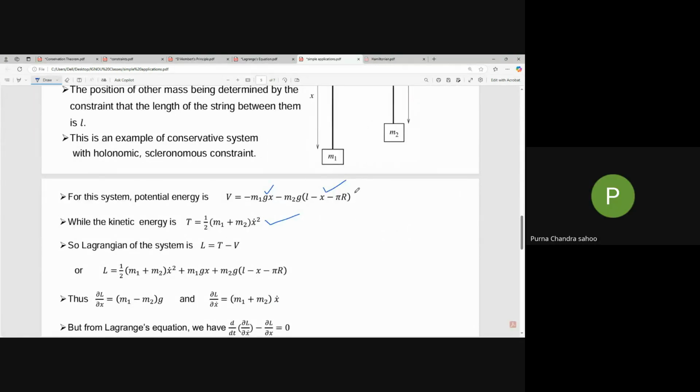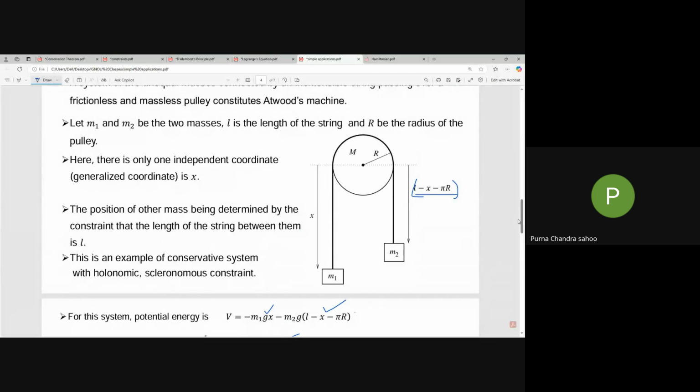Sir, can you please explain the negative sign of m1 g x? Here, one thing is stable equilibrium. We take the minimum potential when the system is in stable equilibrium, where by disturbing it we cannot get unbounded motion. When the two masses are here, they are at rest in stable equilibrium. At that position, the potential energy is minimum.